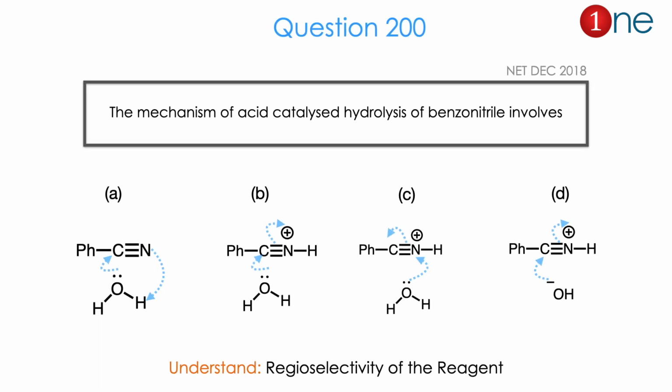Let us look at the next question. They are asking the mechanism of acid catalyzed hydrolysis of benzonitrile, the cyanide hydrolysis to acid, which involves what kind of intermediate? Because there are many reaction centers and many bonds. They have given the 4 possible choices where oxygen attacks carbon, or oxygen attacks protonated nitrogen, or oxygen attacks protonated nitrogen with carbon, or OH minus attacks. So there are the 4 possibilities. So from the question of hydrolysis and the possible 4 products, you might realize regioselectivity of the reagent is the real question here. The answer is B.